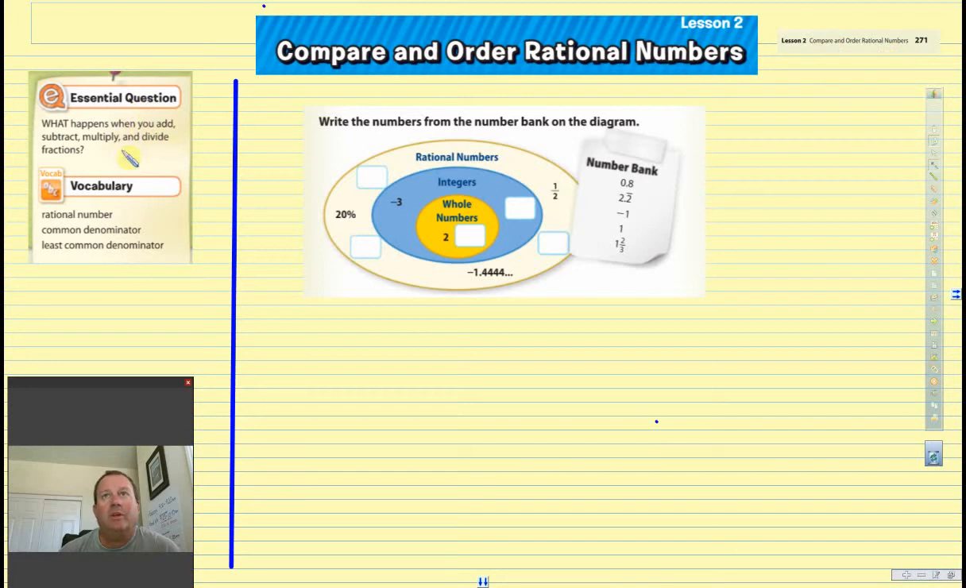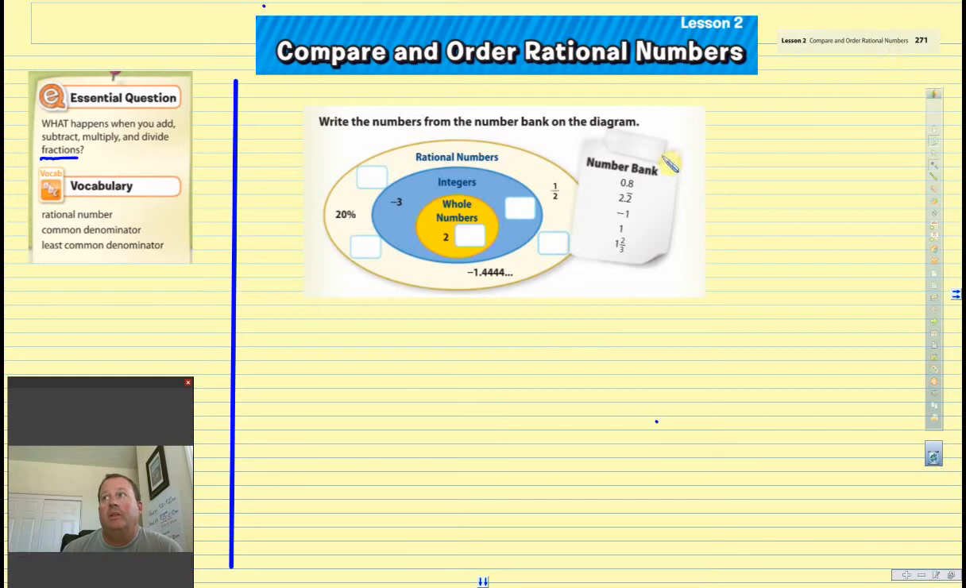What happens when you add, subtract, multiply, and divide fractions? Today we're just really going to talk about fractions. So that's very, very important, just the fractions. We're going to talk about vocabulary such as what's a rational number, what's a common denominator, what's a least common denominator. Okay, so let's get started.